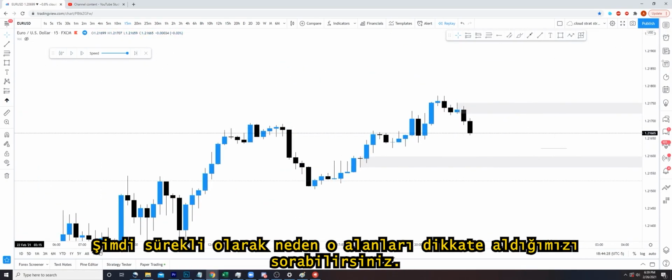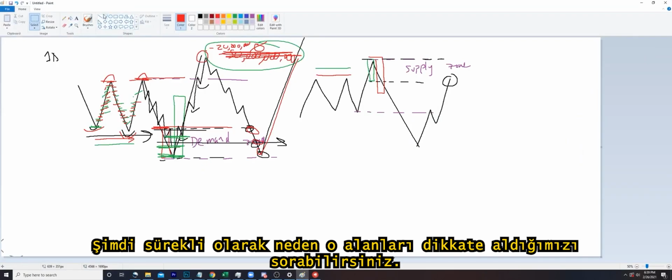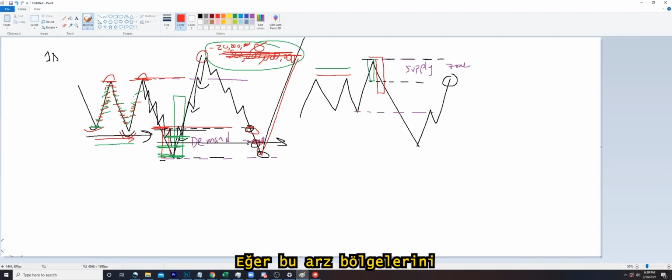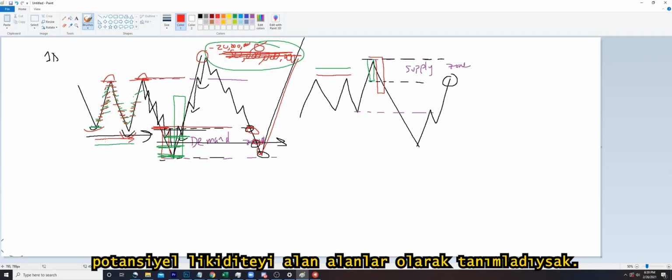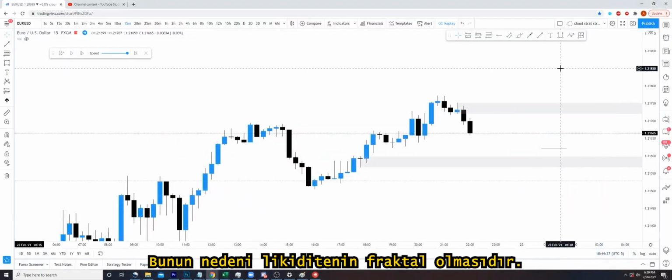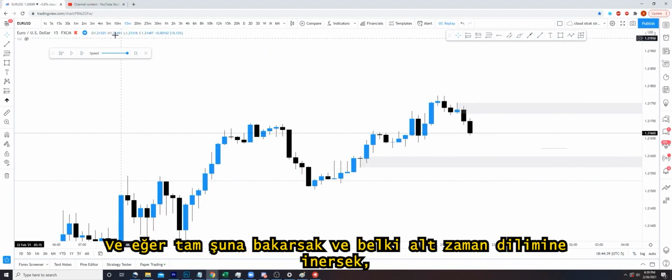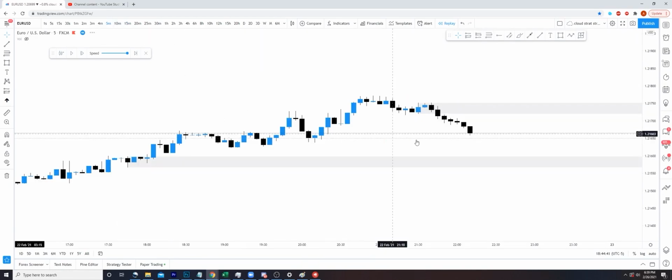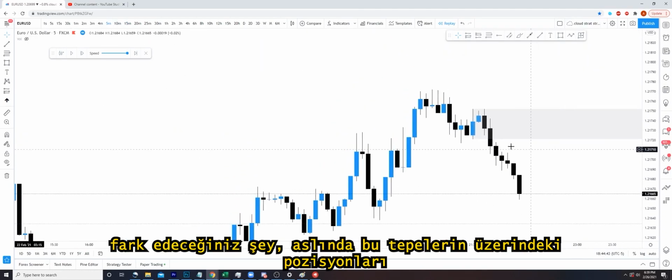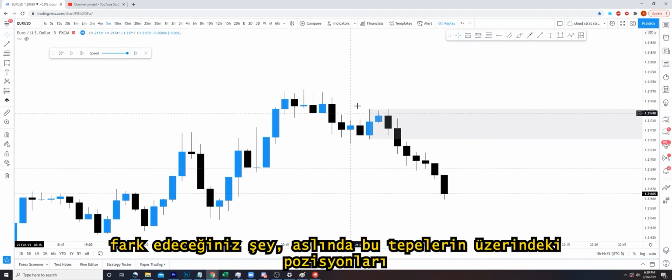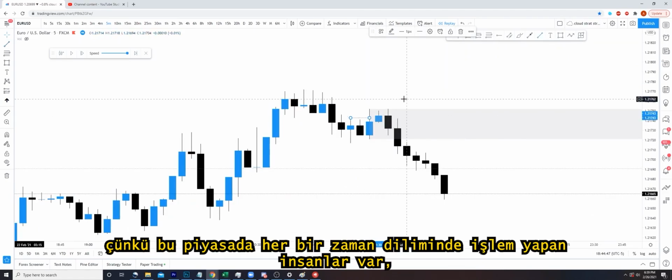Now, you may continuously ask why we consider those areas if we've described these demand and supply zones to be areas that take out potential liquidity. Well, that's because liquidity is fractal. And if we take a look at this right here and get to the lower time frame, what you'll notice is that we actually did liquidate the positions above these highs, because there are people operating in this market on every single time frame.